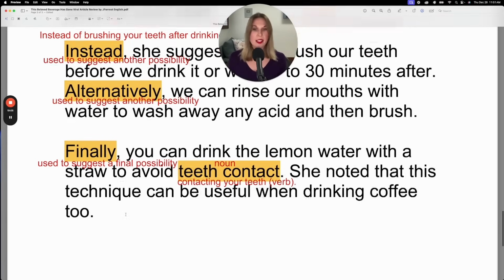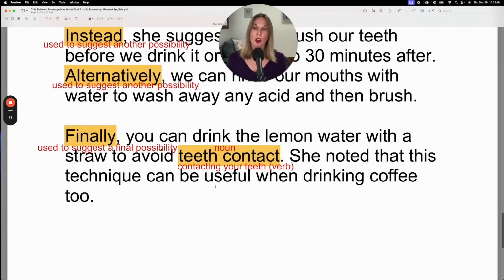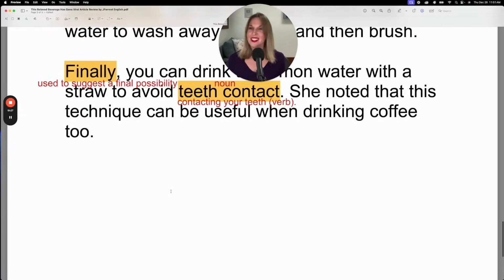She noted that this technique can be useful when drinking coffee too. I've heard that coffee is very acidic and can be harmful to your teeth. And I've heard it also stains your teeth, so it causes your teeth to not be very white. So you can try this alternative. You can drink your coffee with a straw. And that's the end of the article.